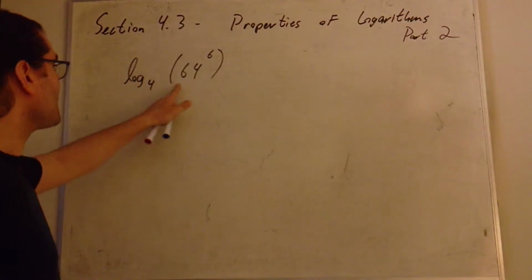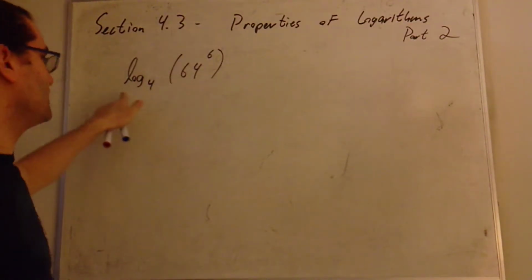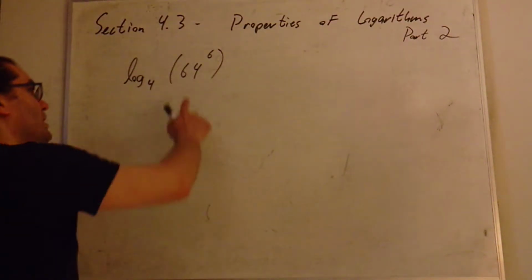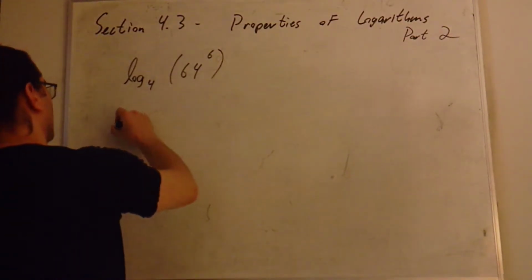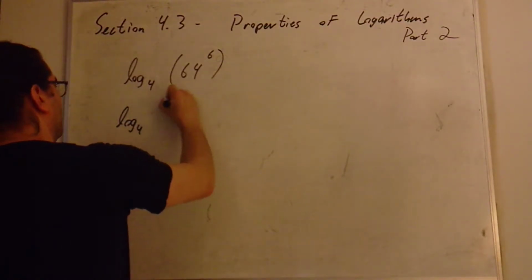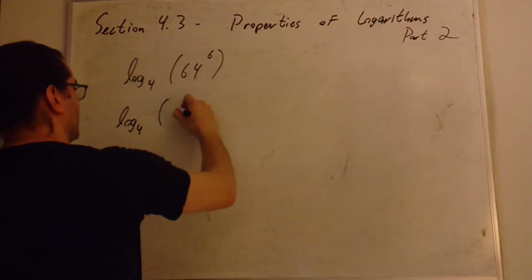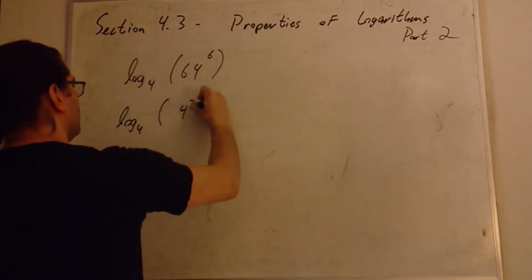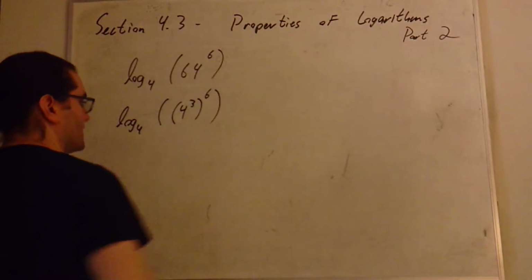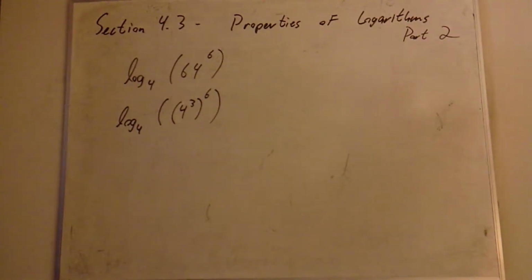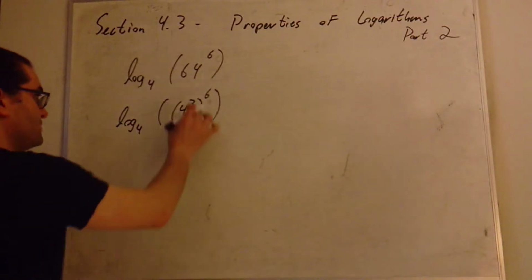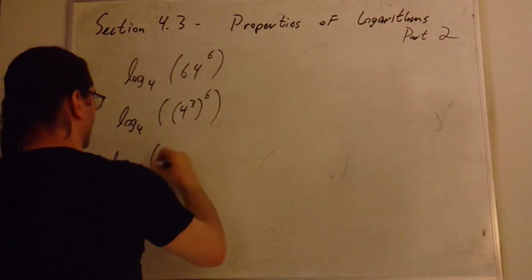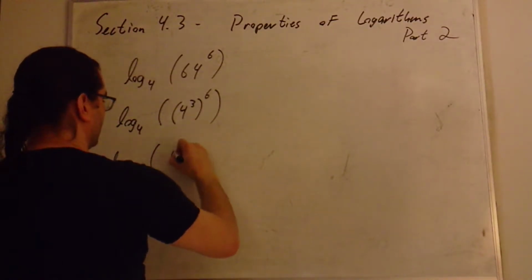So, instead of trying to figure out what this is and then trying to figure out the log base 4 of it, I'm going to do the same thing I did to the other problems. I'm going to rewrite this as a power of 4. As a power of 4, this would be, no 6's involved yet, 4 cubed to the 6th. Now we can use a property of exponents to multiply these. This is the log base 4 of 4 to the 18th.